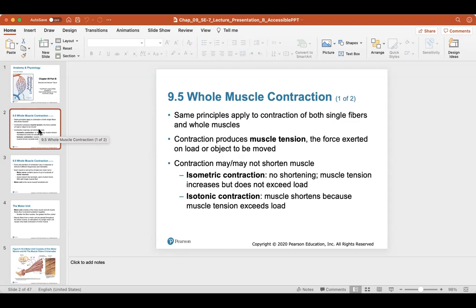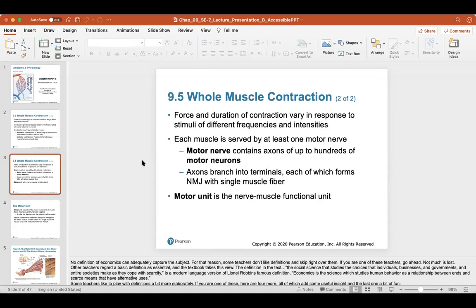Part B goes through the difference in muscle tension, whether it's an isometric contraction or an isotonic contraction. That means that a contraction may or may not shorten the muscle. An isometric contraction means no shortening exists, and an isotonic contraction means the muscle does shorten because the muscle tension exceeds the load. The force and duration of a contraction varies.